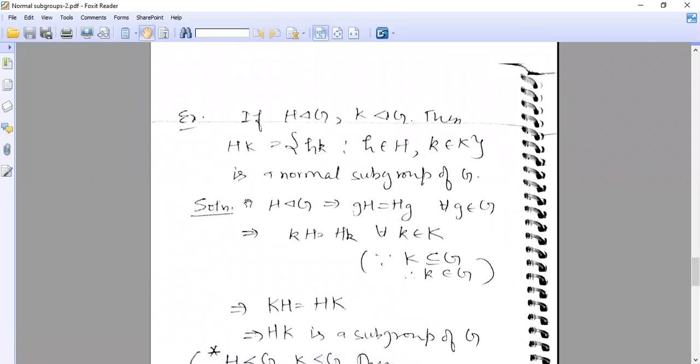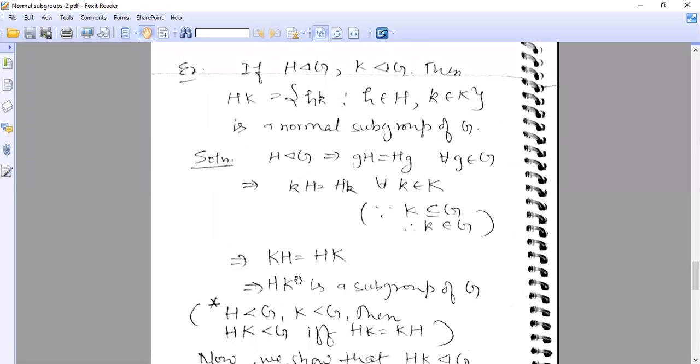So H is a normal subgroup of G. That means every left coset is equal to right coset. That we already know. This implies that gH is equal to Hg for all g belongs to G. And K is also a normal subgroup. Therefore, kH is equal to Hk.